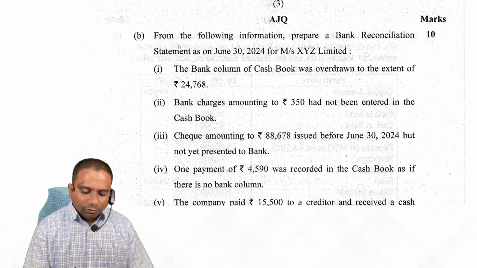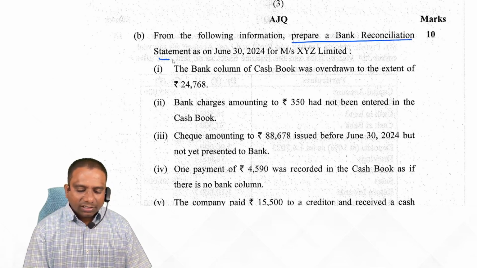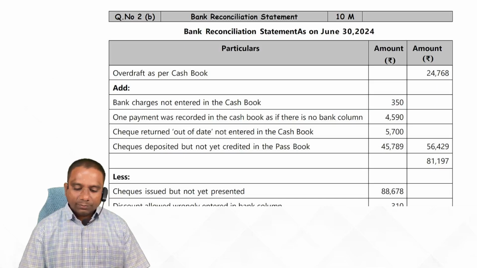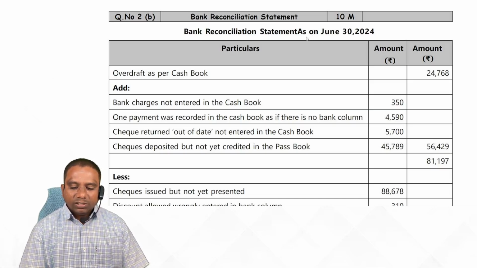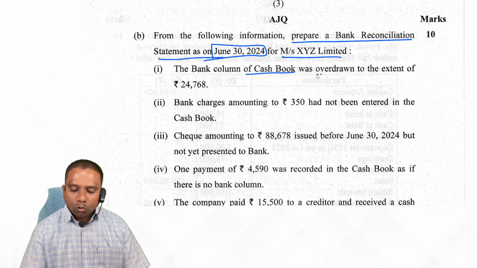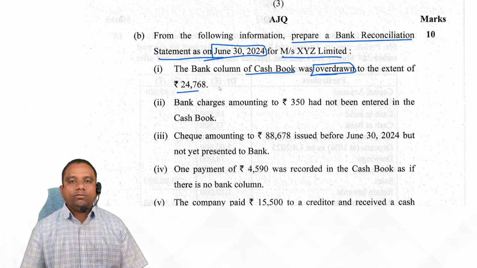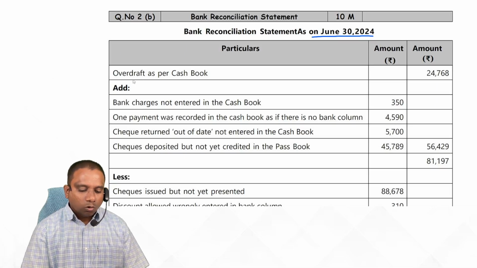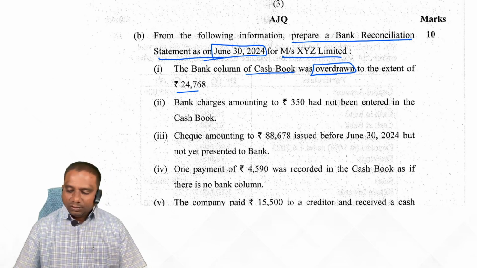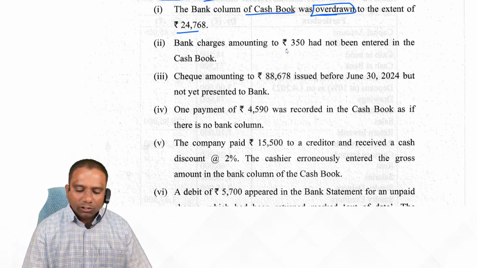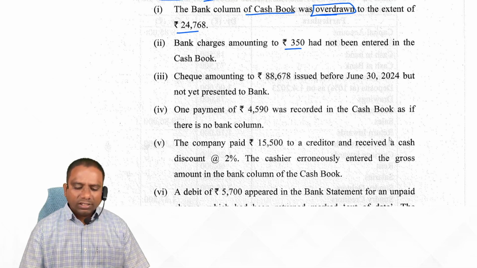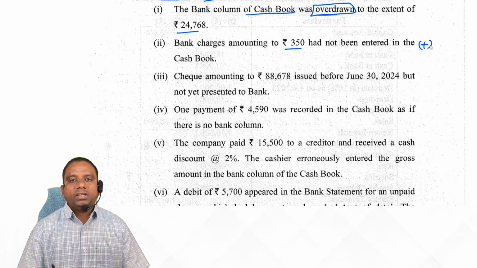See, from the following information, prepare a bank reconciliation statement as on June 30, 2024 for Messrs XYZ Limited. Observe the bank reconciliation statement as on June 30, 2024. Heading. First, the bank column of cash book was overdrawn, means overdraft 24,768. Write down the same: overdraft as per cash book 24,768. Now, each transaction: bank charges amounting to 350 had not been entered in the cash book. Because of this, cash book overdraft is less, passbook overdraft more, 350 add.